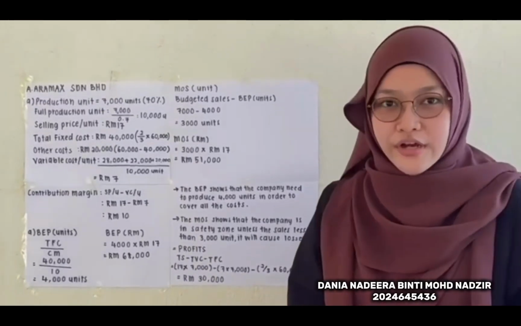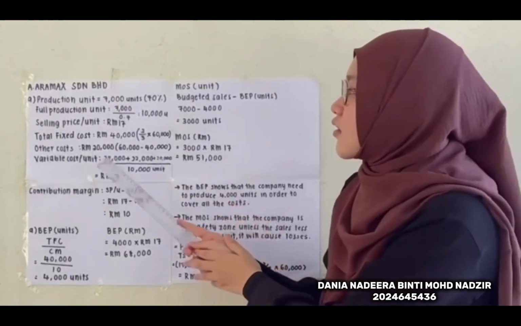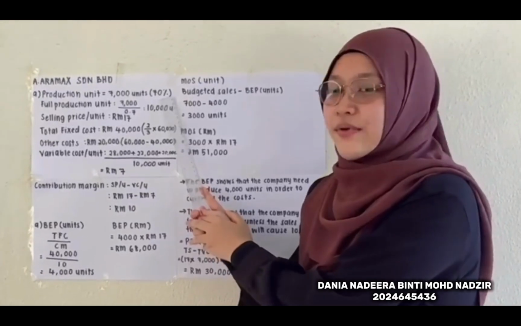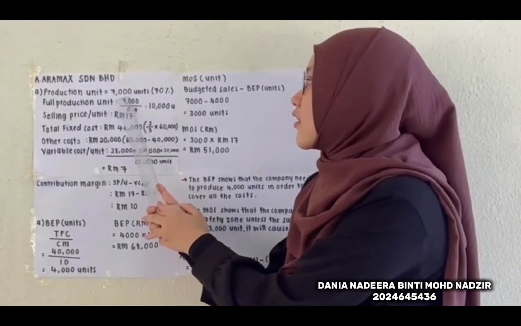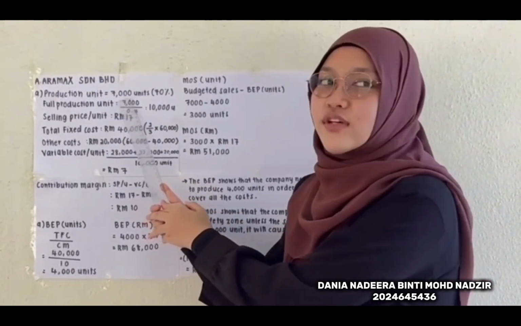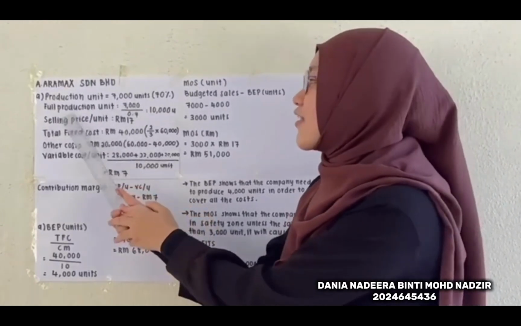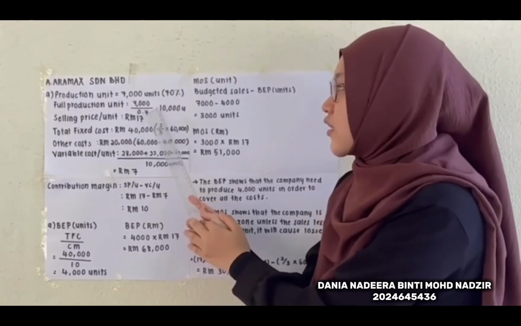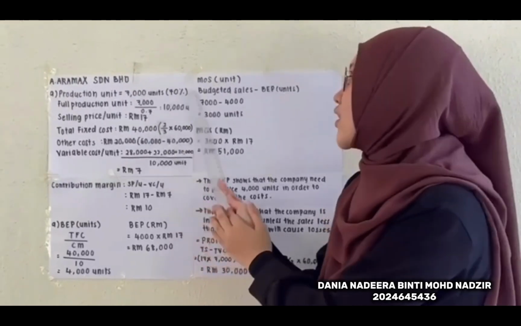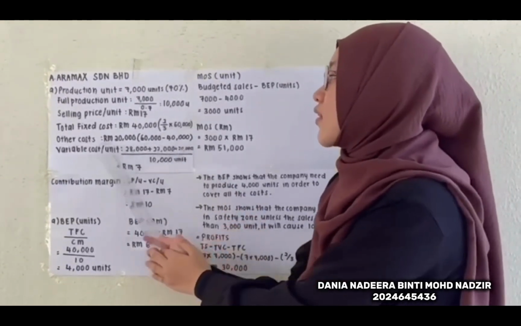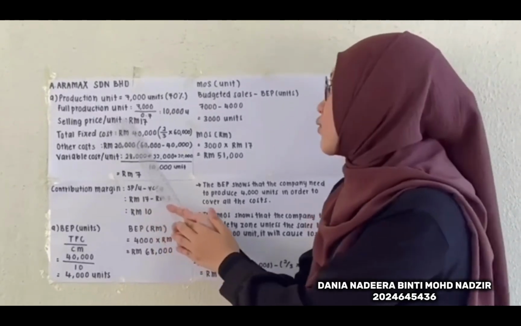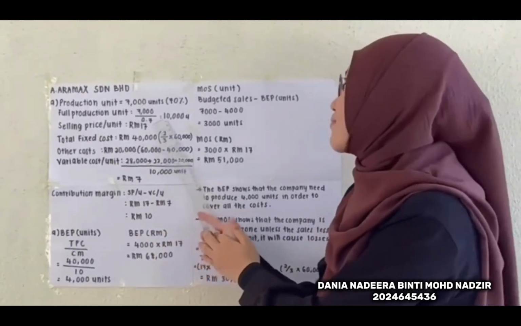First, we need to point out the information given. First, production unit, for 70% capacity, we get 7,000 units. Next, full production unit, we need to calculate 7,000 divided by 70%, then we get 10,000 units. The selling price is already given in the question, which is 70 ringgit.